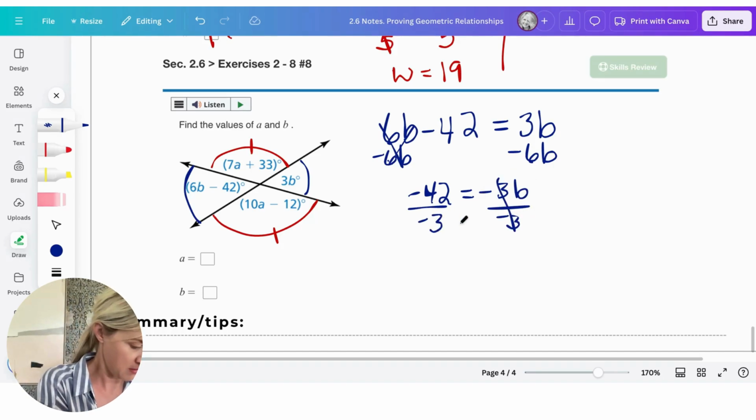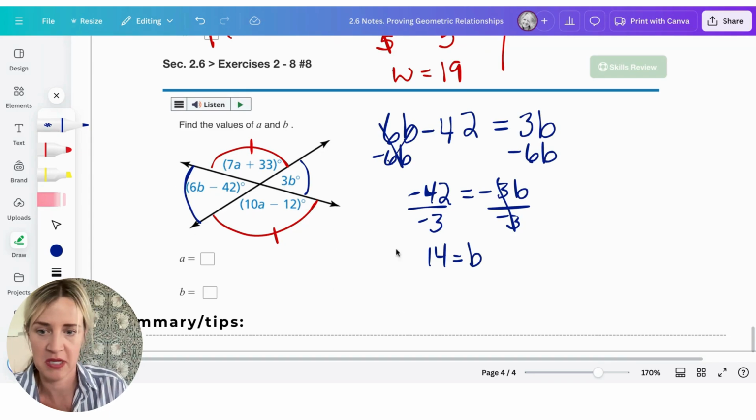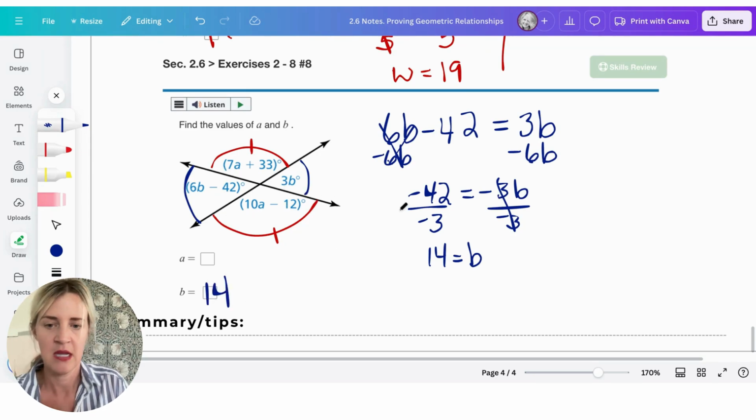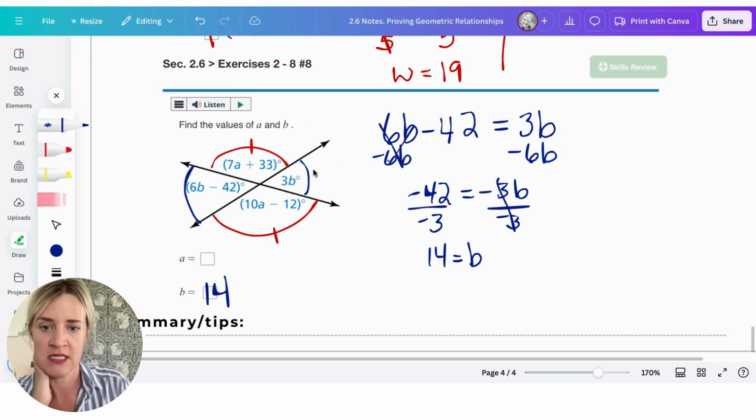And 42 divided by 3 is 14. So 14 is b. And I guess it just wants the b, so it doesn't want you to plug it in. So we have 14 here. We could plug that in. And then if we did plug that in, so for instance, 3 times 14 is 42. We know that this angle is 42 degrees. This angle is 42 degrees.